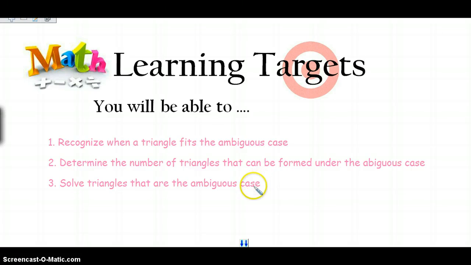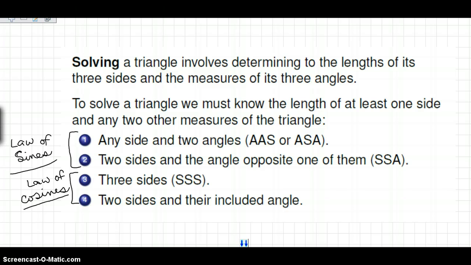Today we're going to continue to work in section 6.1, which is the law of sines, but today we're going to cover a special case which is called the ambiguous case. You can read these three if you want to pause the tape at this point, but I'm going to move to the next slide so we can get right into this.